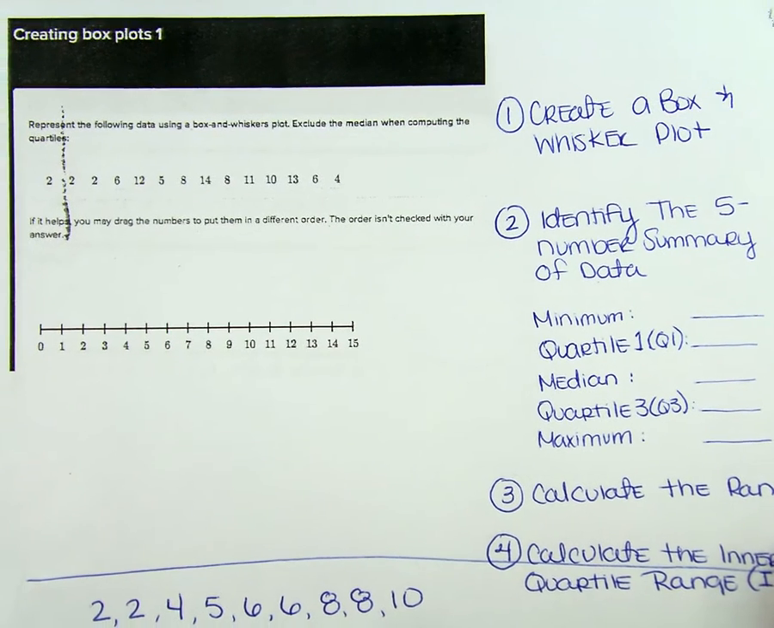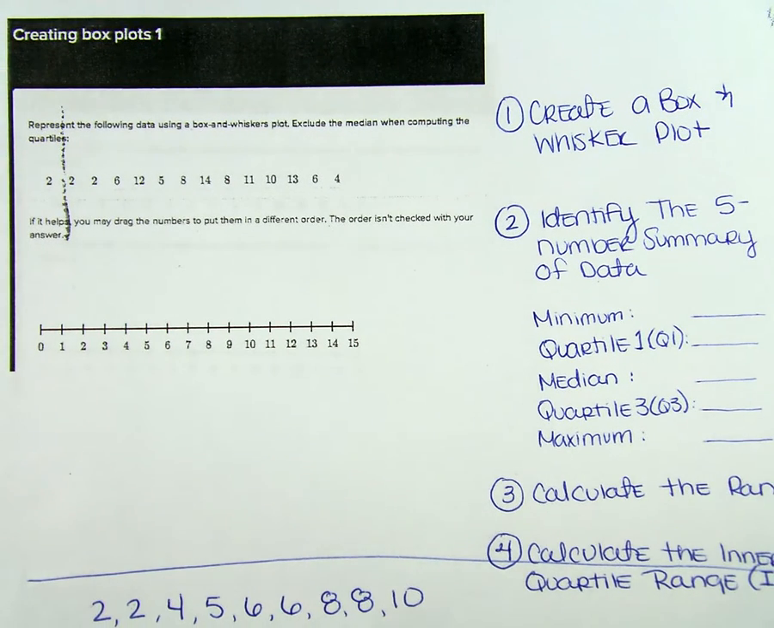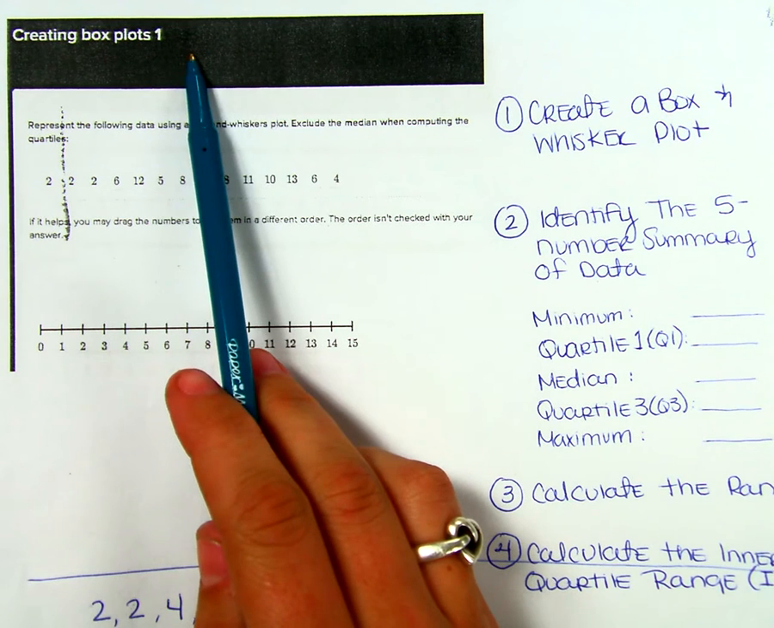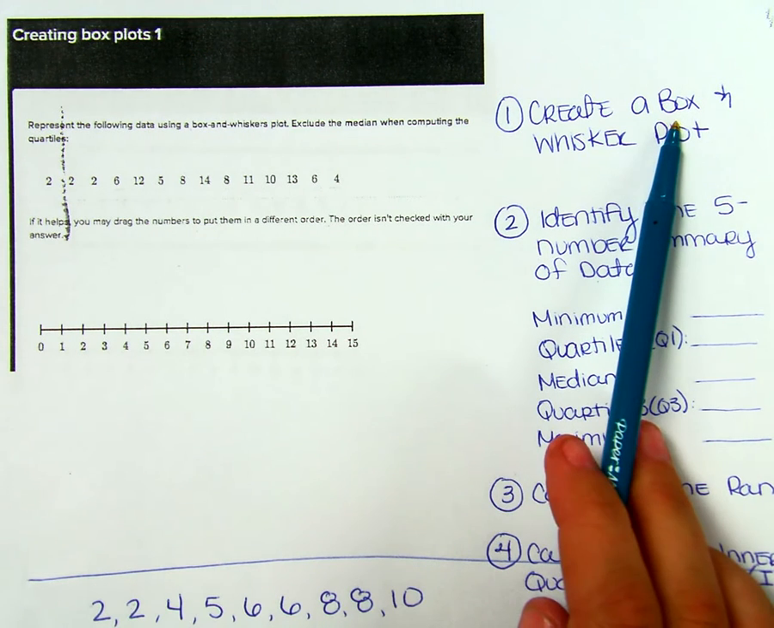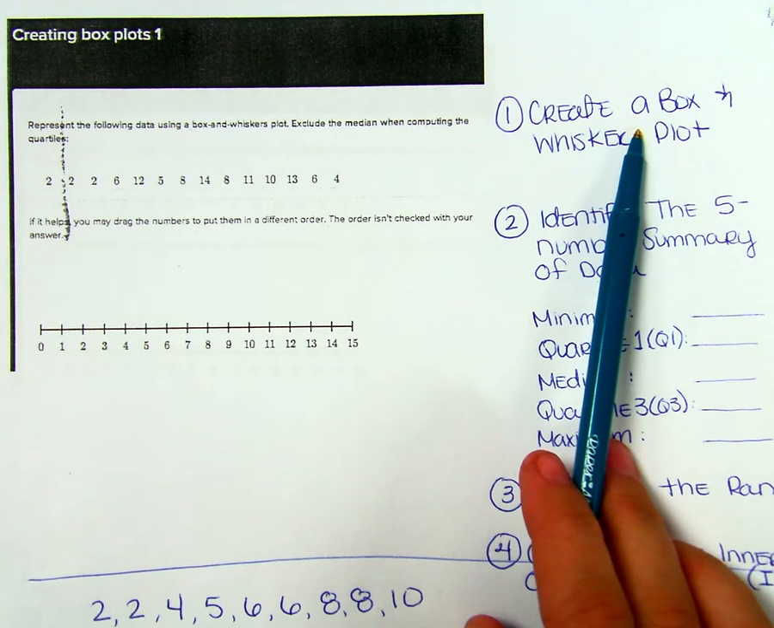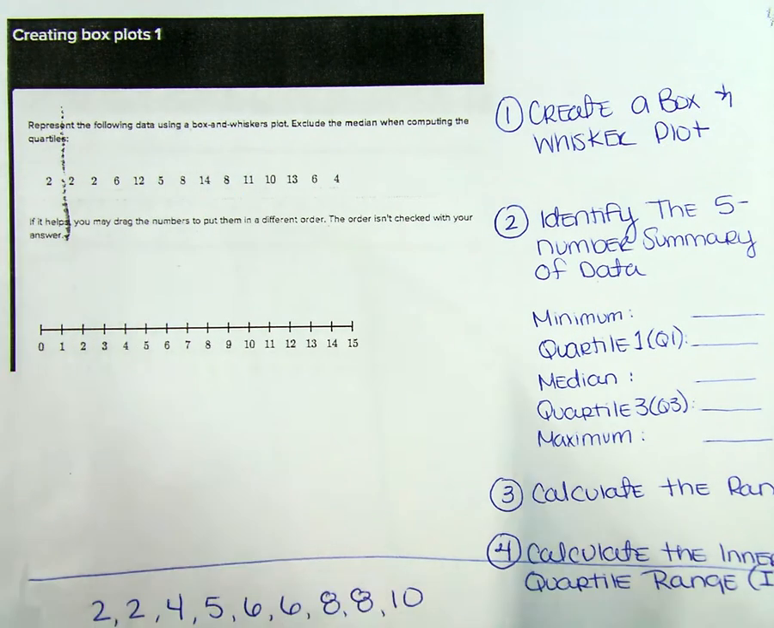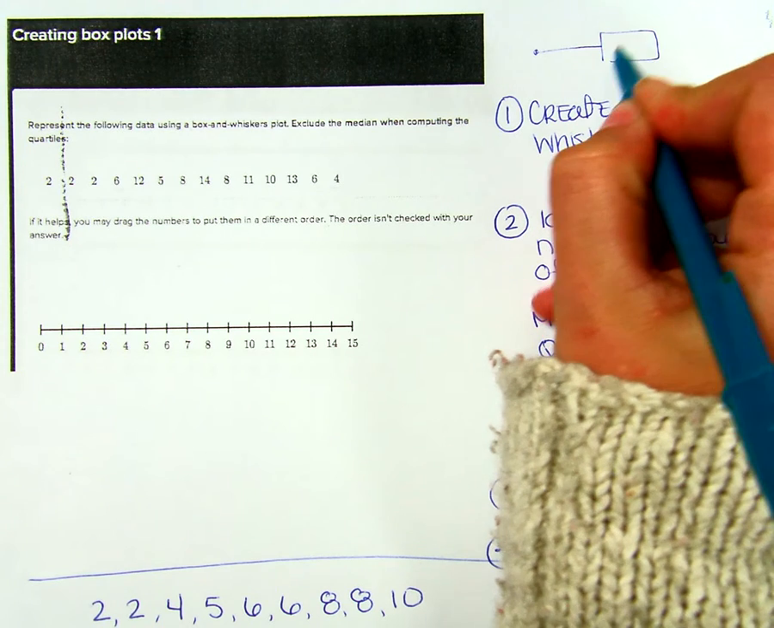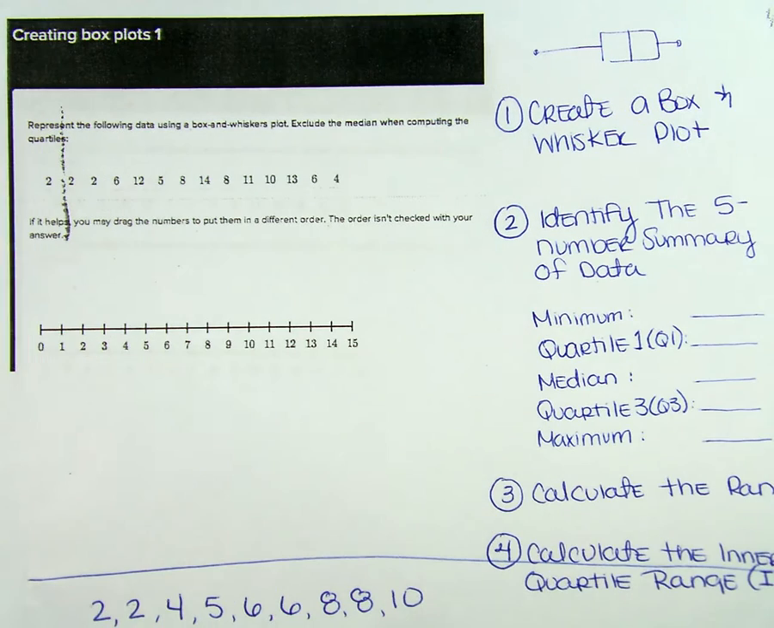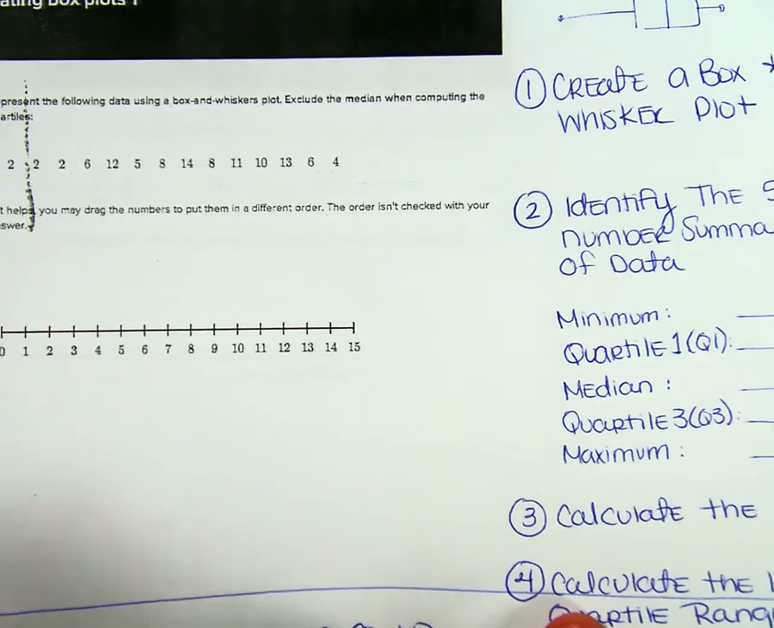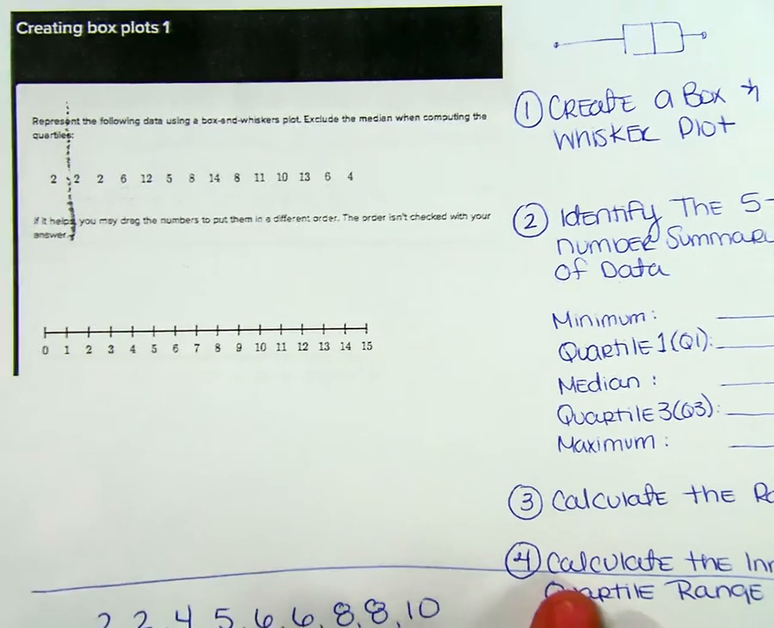All right, so what we're going to do in today's lesson is create box plots. Another word for a box plot is a box and whisker plot. The first thing that we'll do is actually create the box plot, which when we're done will look something like this.